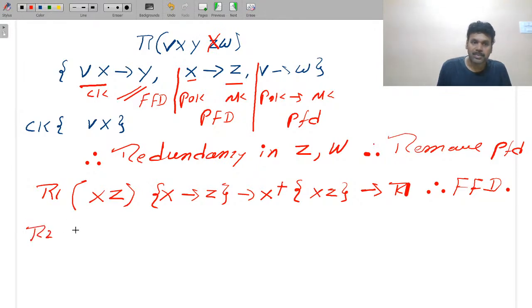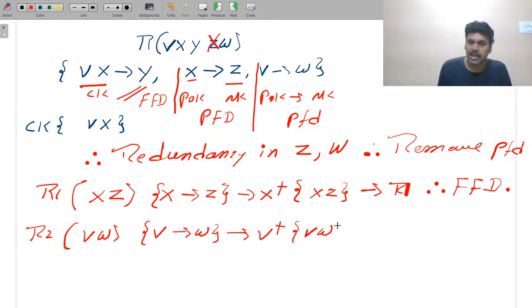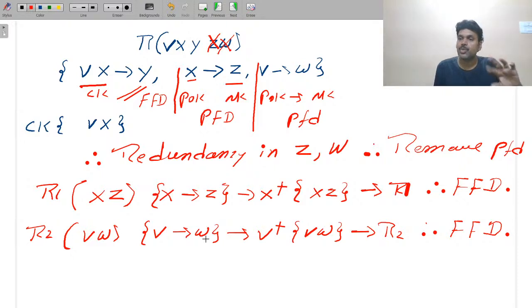Next, table 2. Next, partial functional dependency VW. Bring that production V tends to W. If I am finding LHS closure, V closure, you will get VW, which implies R2. Therefore, LHS is the candidate key and it is also FFD. Once after conversion of your PFD into FFD, remove the W as dependent arrived. I am keeping LHS to make them a natural join decomposition.